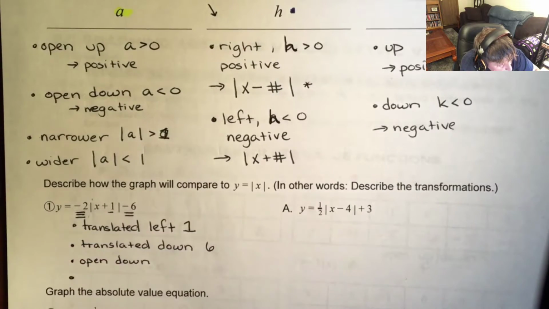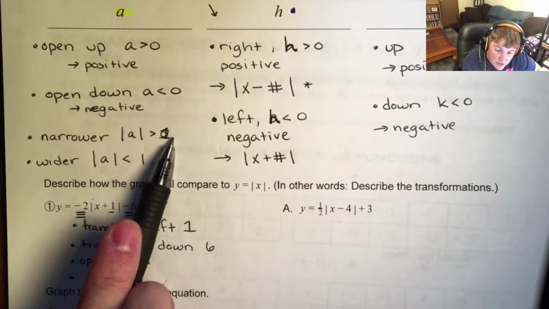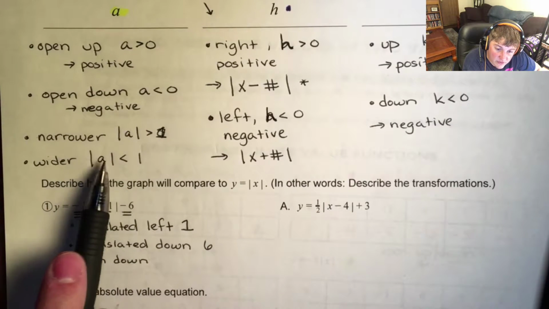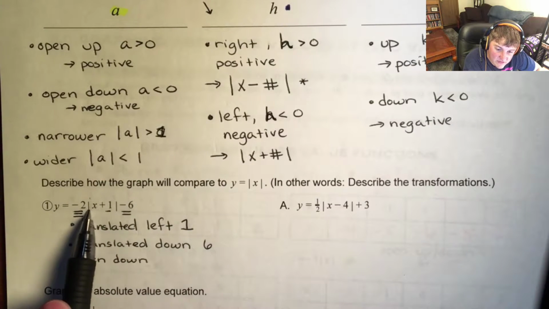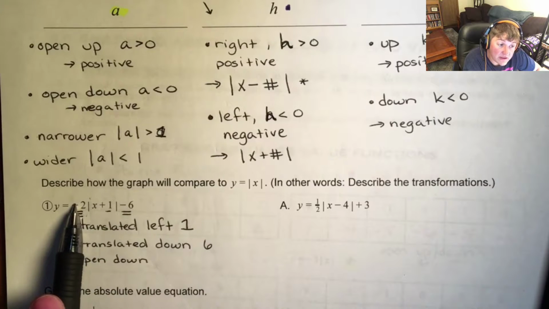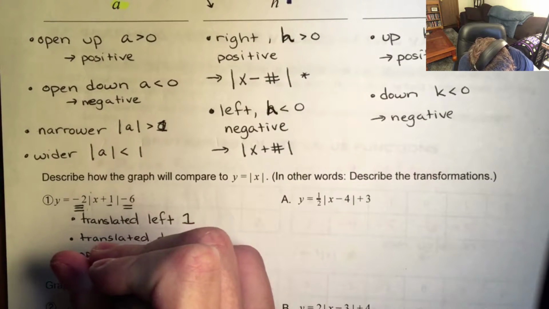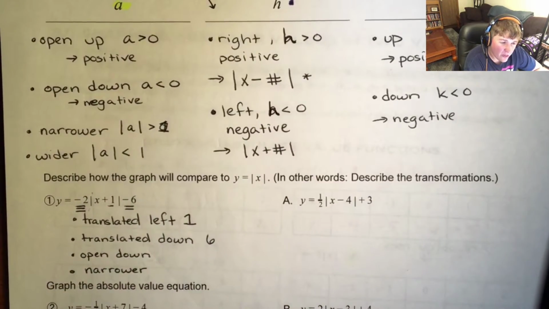And then lastly, wider or narrower. When the absolute value of a is greater than 1, it's going to be narrower. And when the absolute value of a is less than 1, it's going to be wider. What is the absolute value of negative 2? Well, it's 2, meaning that this is going to be a narrower graph. Okay, and that's all I'm looking at.